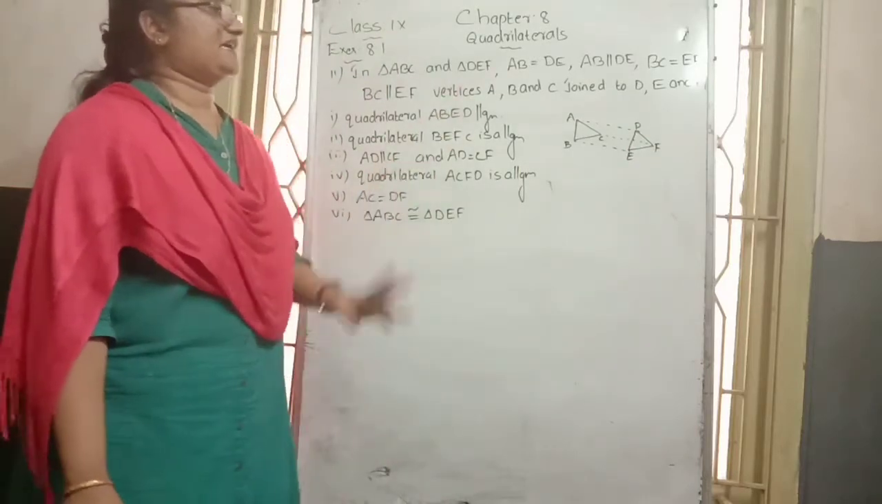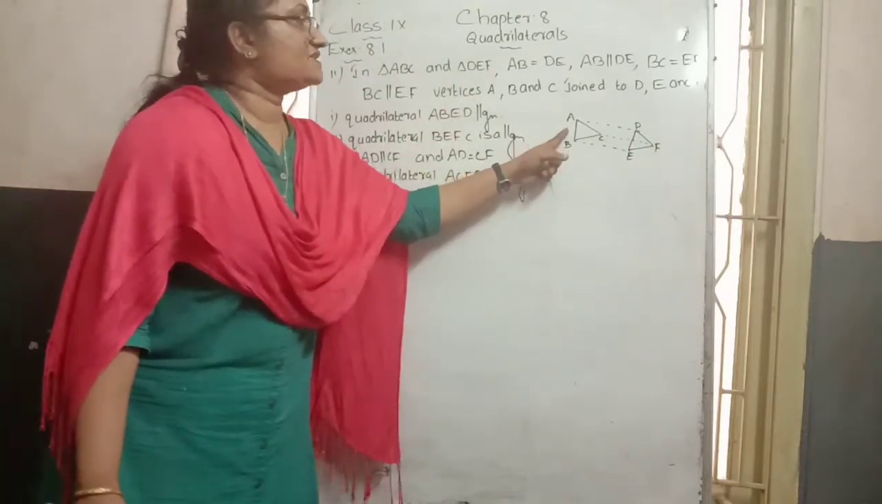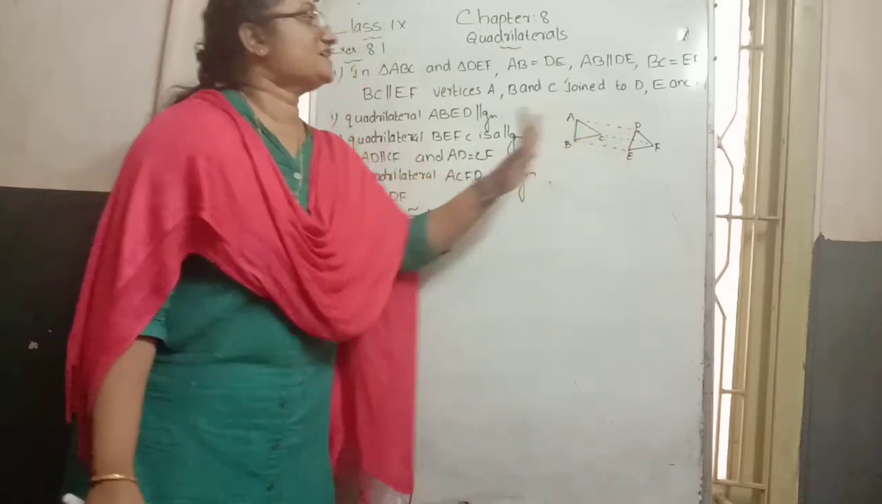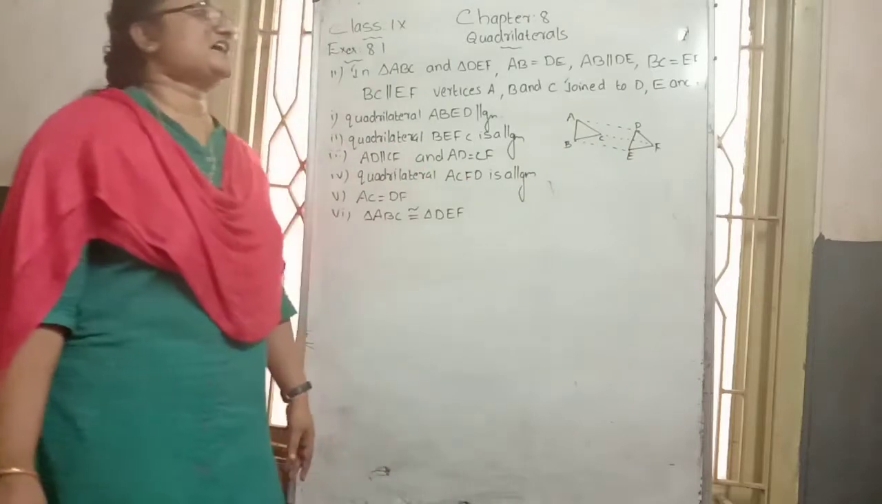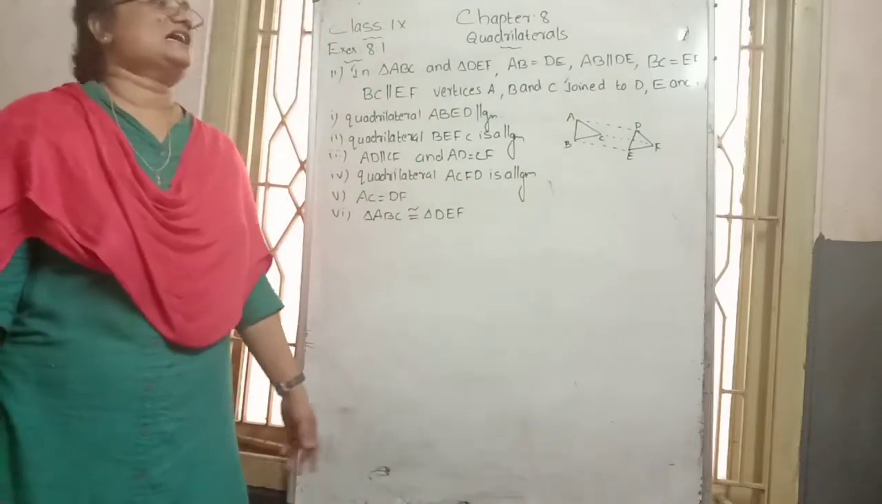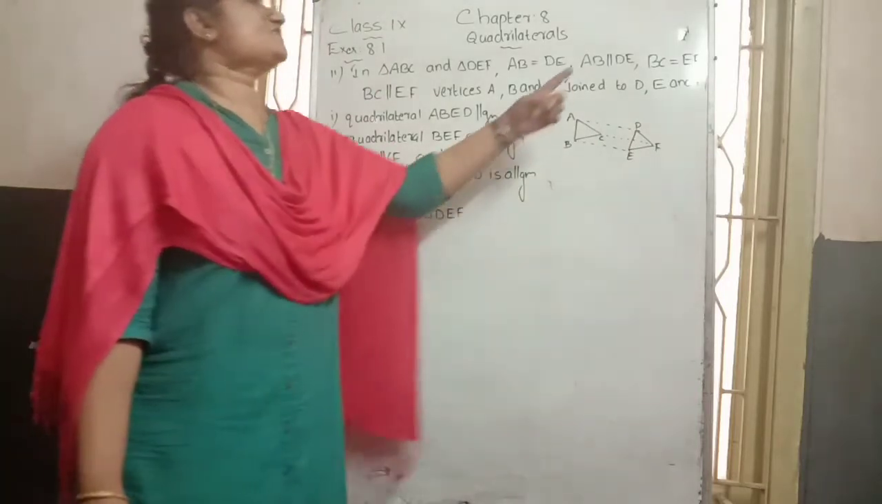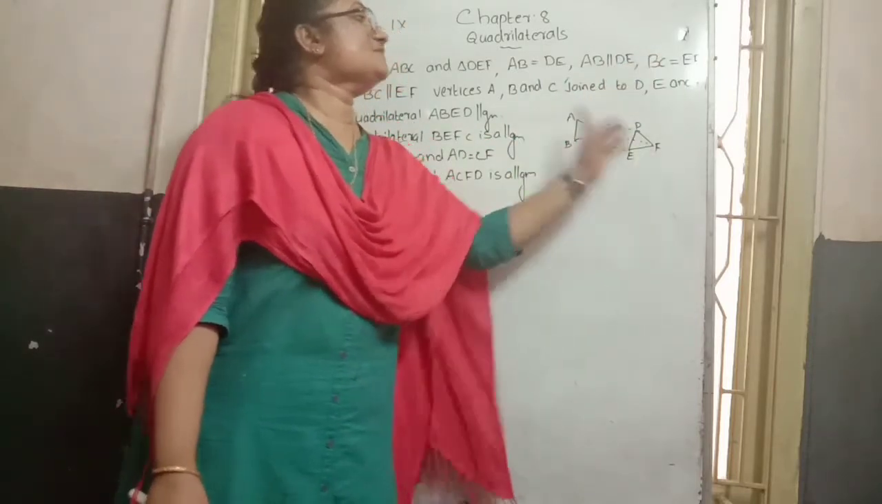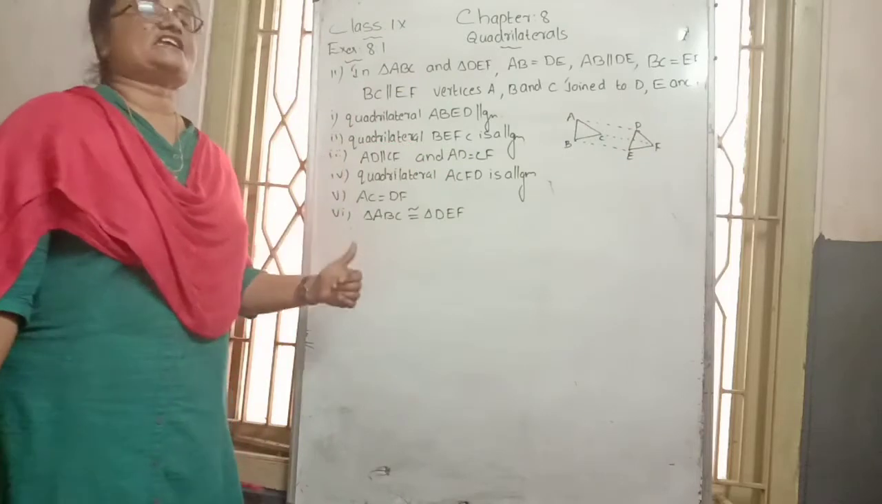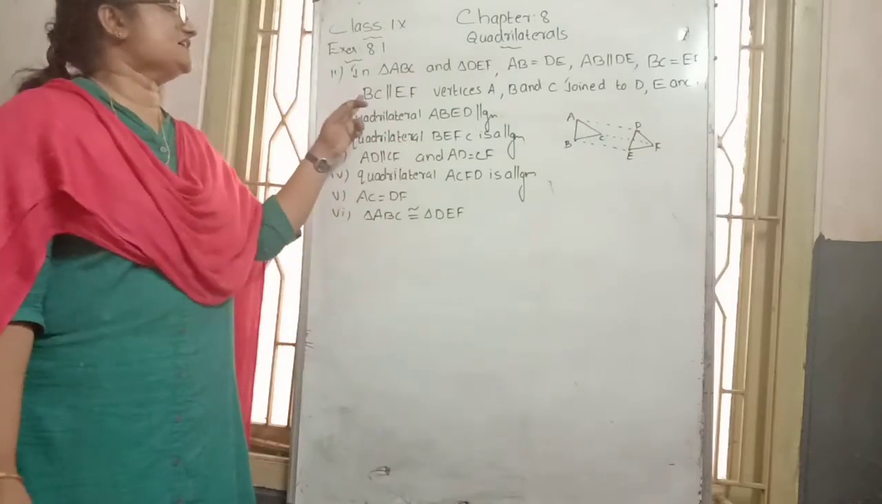In the two triangles, AB side is equal to DE side, and AB side is parallel to DE. They are equal and parallel sides only. Then next, BC and EF sides are equal. They are equal and parallel sides only.